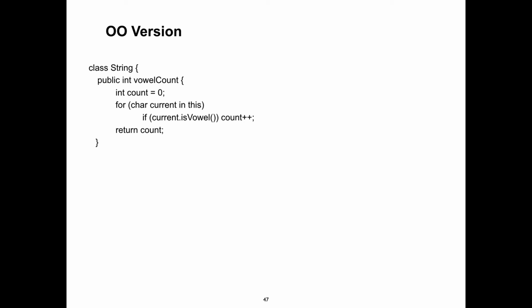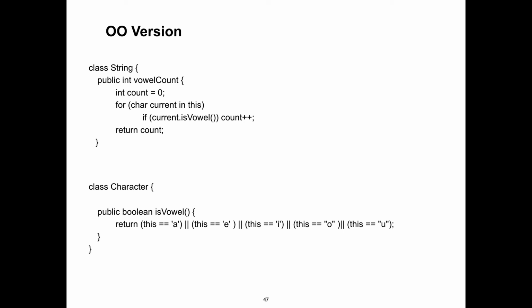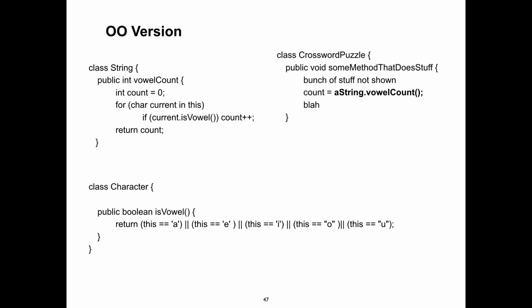I create a vowel count method in the string. Why? Because that's where the data is, right? The characters are in the string class. And so now I can put it there, and I can use it anywhere I want, right? And then the character class, what's a vowel, right? Different languages have different vowels, right? And now there it is, right?